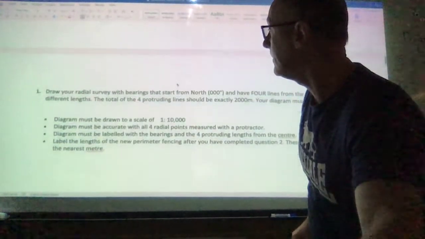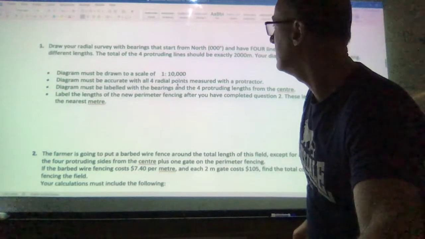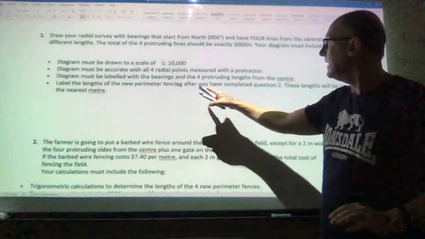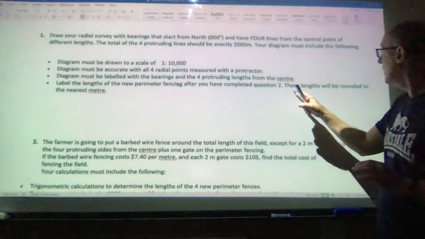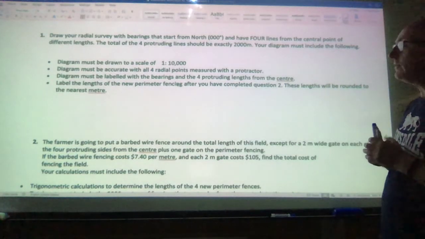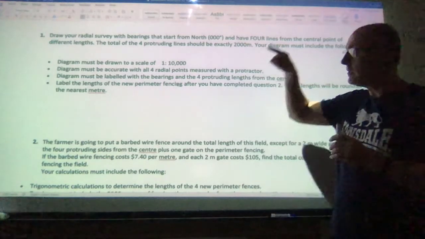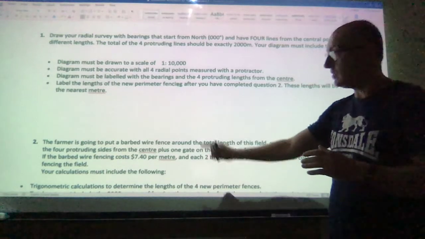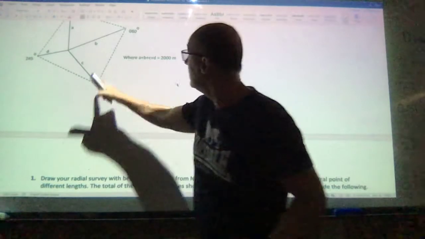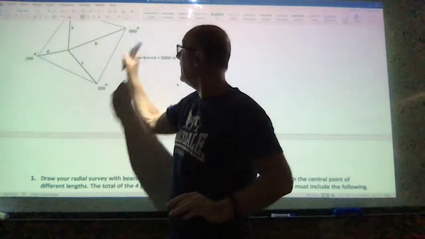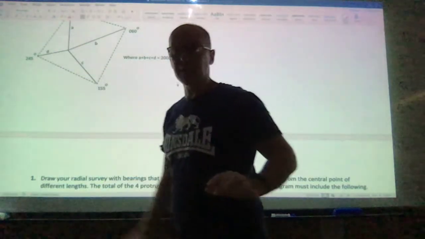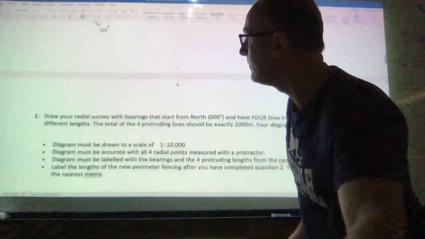Let's go back up. Label the lengths of the new perimeter fencing after you've completed question 2. These lengths will be rounded to the nearest metre. What it means by that is the dotted lines on the outside, you'll have to work out the lengths in question 2. So question 2, when I get to that, will ask you to find the new perimeter length. So the outside is the perimeter and these are the protruding lengths. Okay, so that's question 1.